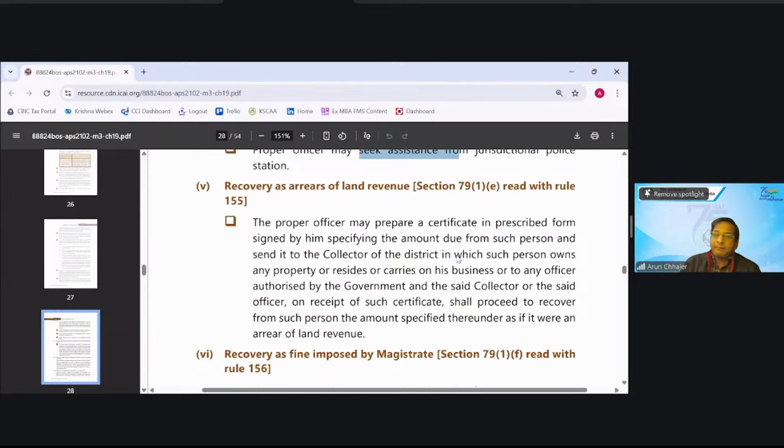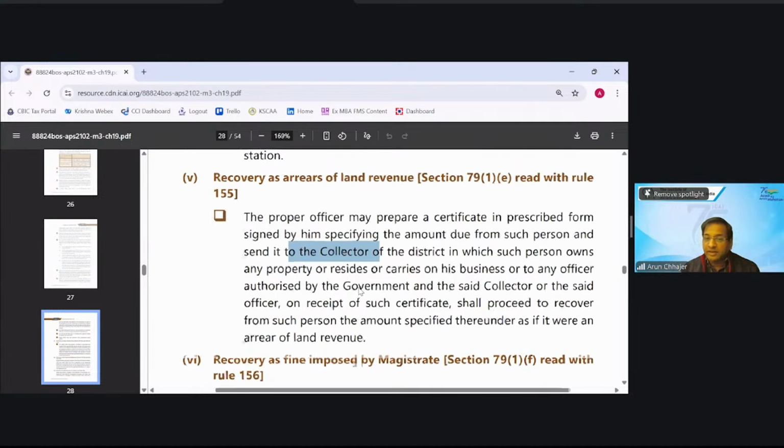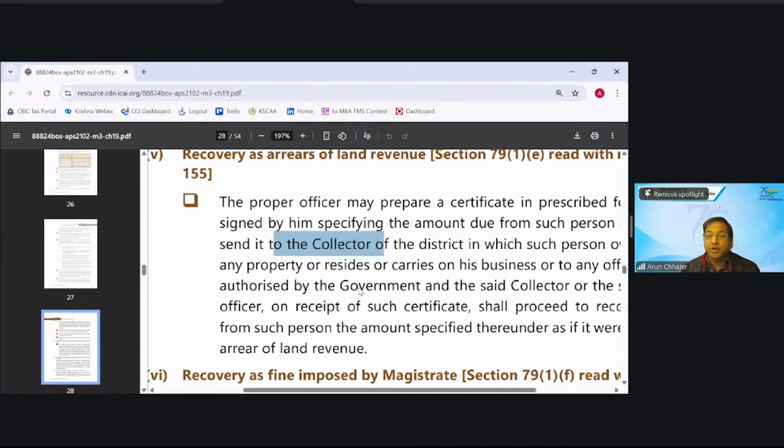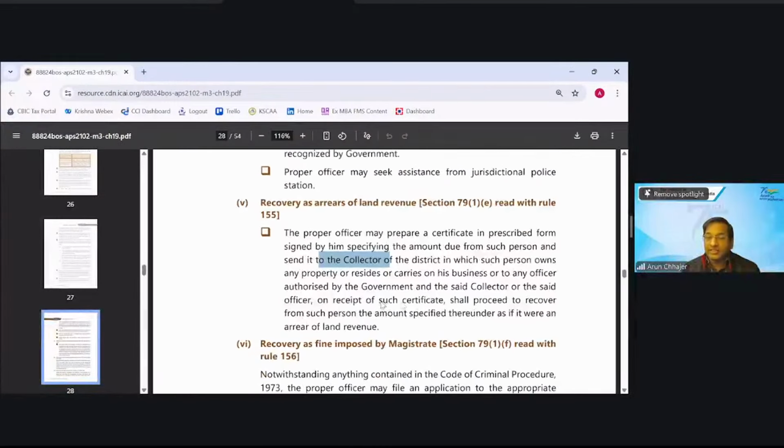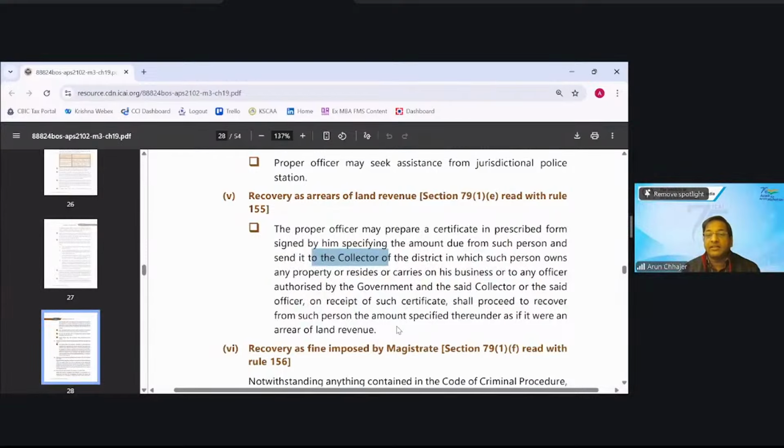The officer may prepare a certificate in the prescribed form, signed by him, specifying the amount due, and send it to the collector of the district in which the person owns any property, or resides, or carries on his business, or to any officer authorized by the government. The said collector or officer, on receipt of such certificate, shall proceed to recover the amount specified as if it were arrears of land revenue.